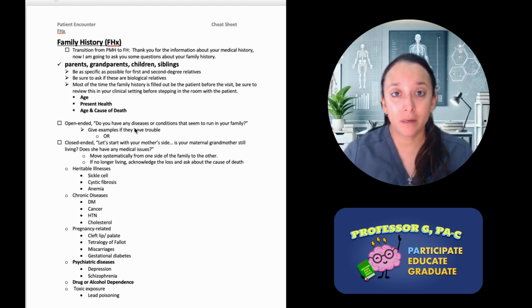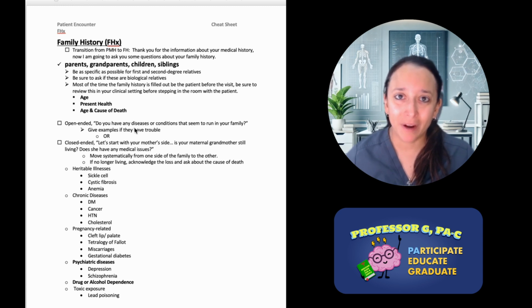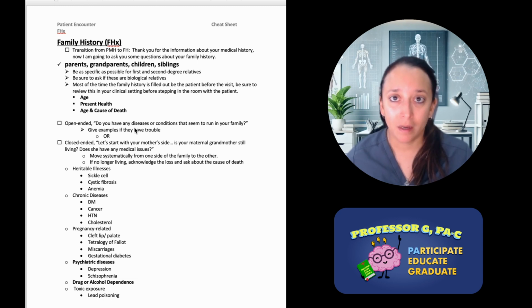There's the open-ended route, which we're usually taught to engage our patients with open-ended questions. But I've found that it can open a can of worms. An open-ended version would be like, do you have any diseases or conditions that seem to run in your family? Okay. Then you can wait and see what they give you and then kind of work with that. If they don't know, you can give them some examples. Do you have any high blood pressure, diabetes, cholesterol, asthma, things like that?